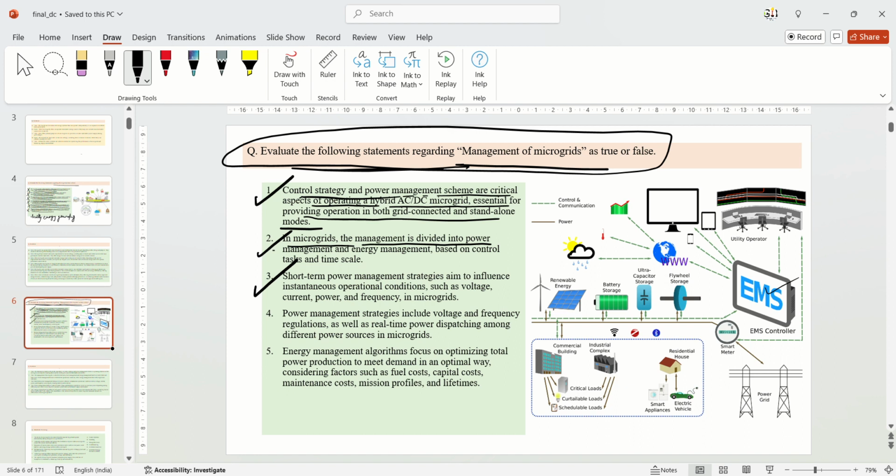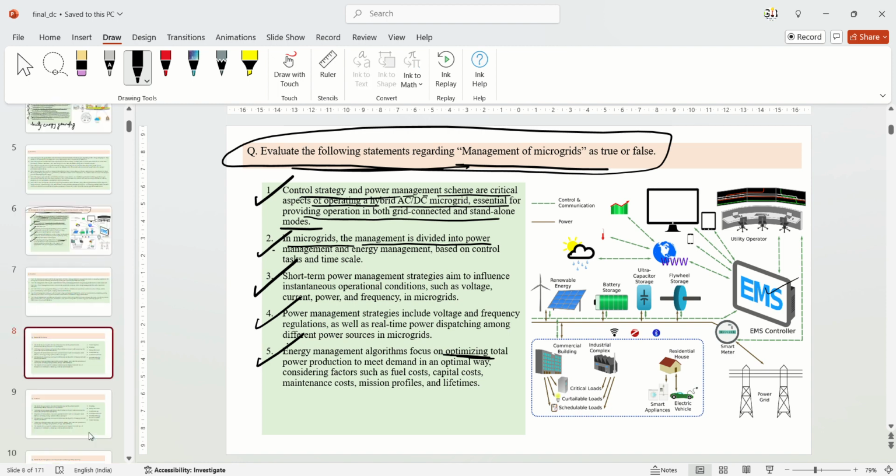That is true. Okay, and the next statement, what is it telling? The power management strategies include the voltage and frequency regulations as well as the real-time power dispatching among the different power sources in the microgrid. Okay, that is true. And the next statement is telling that energy management algorithms focus on the total power production to meet the demand in the optimal way, considering factors such as the fuel cost, capital cost, maintenance cost, and emission profiles over the lifetime. That is true. So in this question, all the statements are actually true.